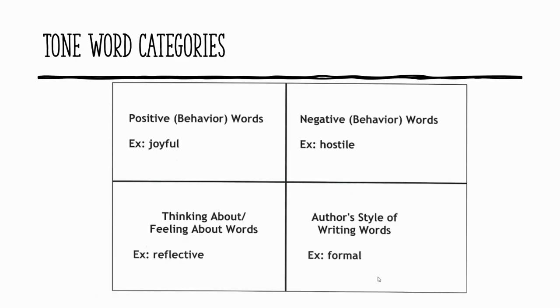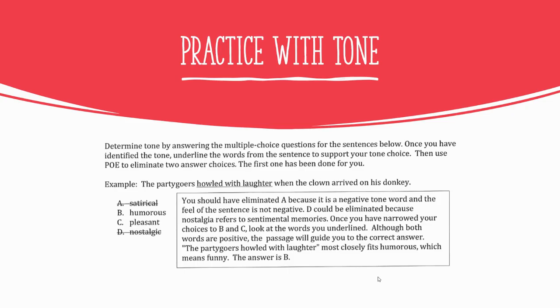These tones get moved into word categories. So, for example, a positive word would be joyful, a negative word would be hostile. Thinking about or feeling words would be reflective, and author's style of writing words would be something like formal or informal. So let's do a practice. Determine tone by answering the multiple choice questions for the sentences below. Once you've identified the tone, underline the words from the sentence to support your tone choice. Then use process of elimination to narrow the answer choices to two.